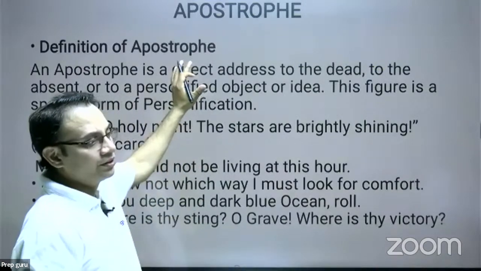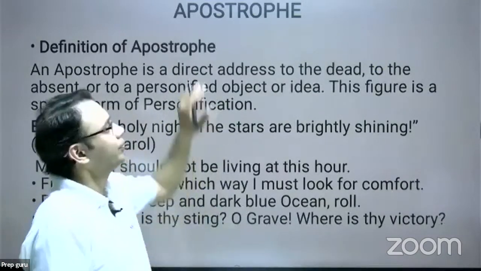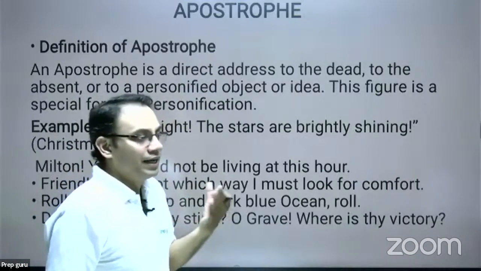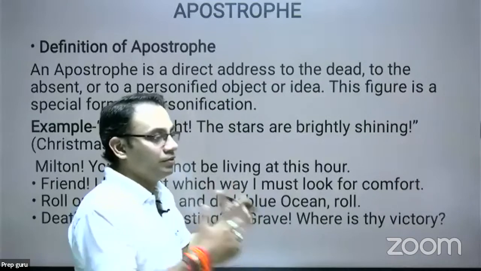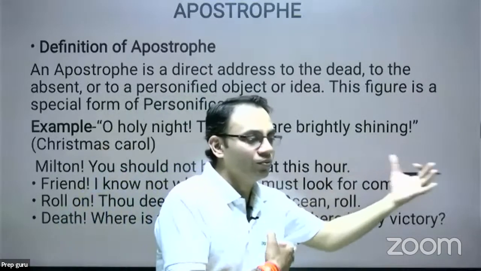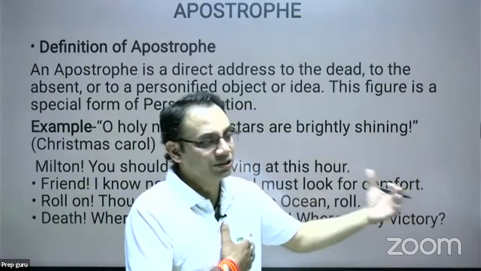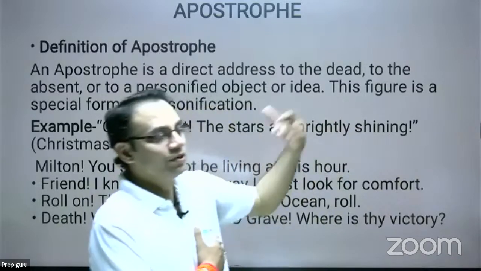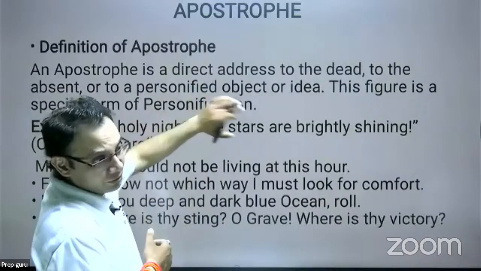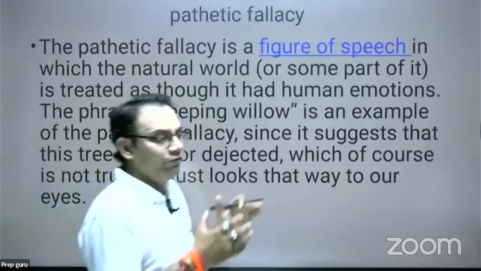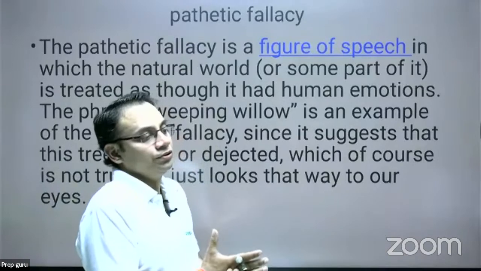तो apostrophe कैसे पहचानोगे? How will you identify the apostrophe thing? Apostrophe can be identified through what? Communication. When we communicate, जब मैं नॉन लिविंग थिंग्स से बातें करने लगूंगा, एड्रेस करूंगा उसको, कम्युनिकेट करूंगा, जैसे मैंने सन से बात करना शुरू कर दिया, मून से बात करना शुरू कर दिया, then it is what? It is a form of apostrophe. ठीक है? Pathetic fallacy when we show what? Human emotions through non living things.